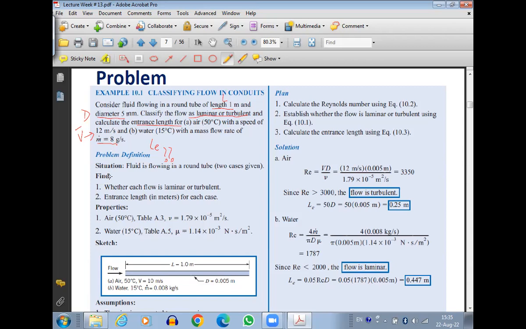Before moving towards the problem solution, first of all, do you understand the problem statement? Or is there anything within the problem statement which is not clear? This is shown in the form of a diagram. This is a pipe. Length is 1 meter. Diameter is 0.005 meter. And there is fluid flowing through the pipe. We have to solve for two cases. One case is when the air is flowing with a velocity of 10 meters per second. The other case is when the water is flowing with a mass flow rate of 0.008 kg per second.